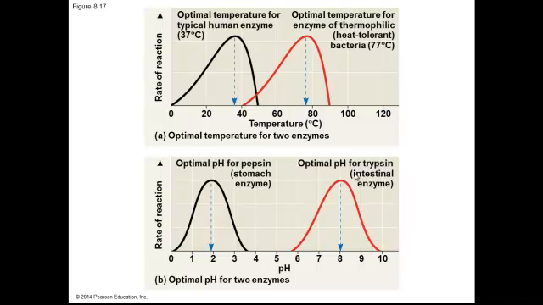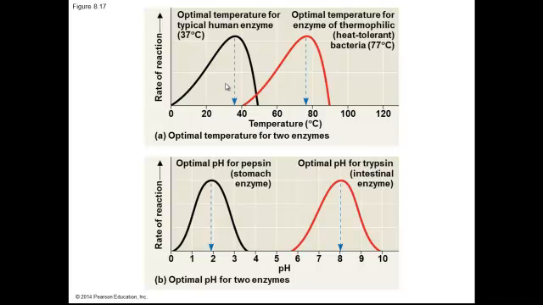If we look at a couple different graphs, here are two different enzymes that operate at very different temperatures. So the optimal temperature for a typical human enzyme is going to be 37 degrees. So if we see rate of reaction on the y-axis, the highest rate of reaction is at 37 degrees. Well, if we look at a heat-tolerant bacteria that lives in hot springs, its most effective temperature is at around 77 degrees Celsius. Well, at that temperature, a human enzyme is not going to function.